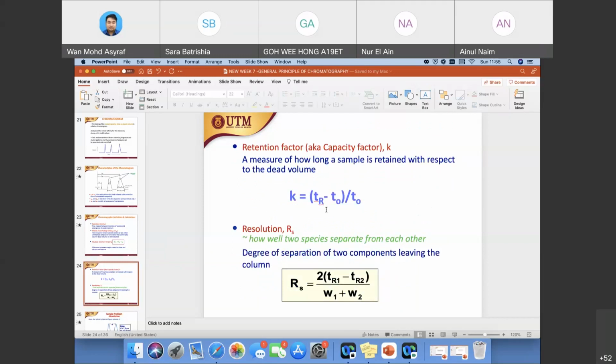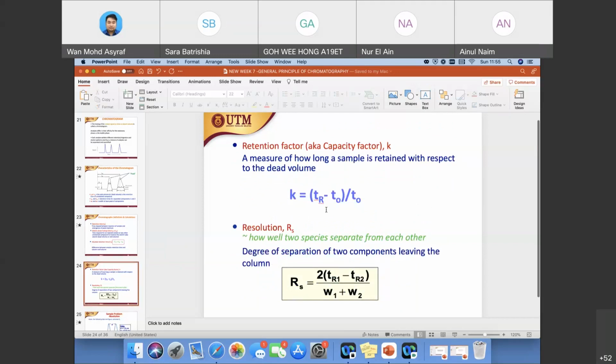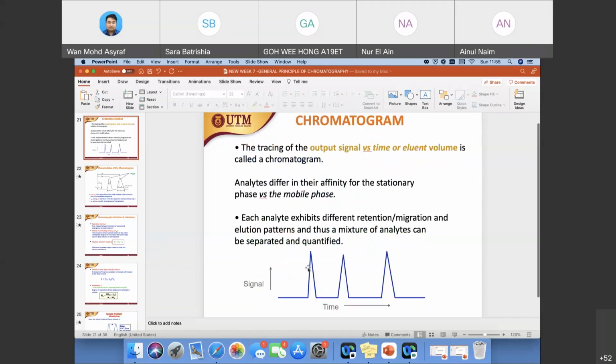What is the resolution? Resolution is how well two species are separated from each other, which is the degree of separation. For this one, you can say that peak A to peak B is well separated.